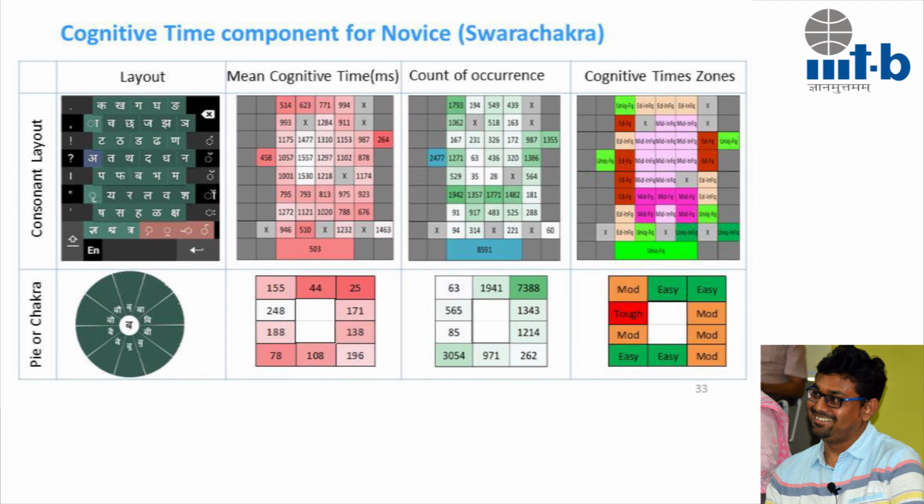So this is one of the keyboards which we used as a sample. This is called Swar Chakra, designed by IIT Bombay lab, our lab. This heat map, what it shows. The red heat map shows just times, the times these characters were hit by so many users, how much time on an average it took. Darker the red color, faster they were.